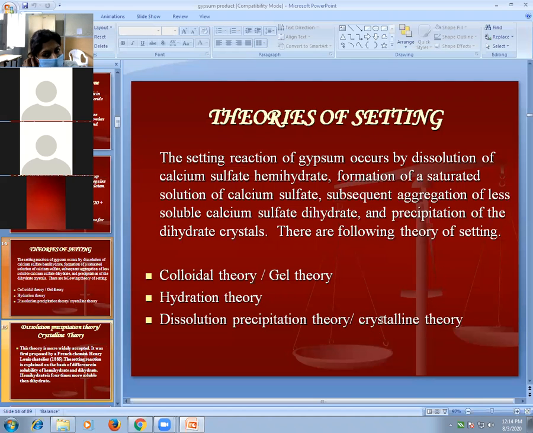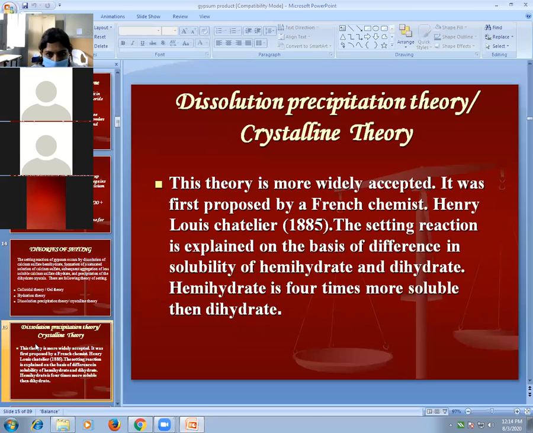This is the widely accepted theory. The crystalline theory is the widely accepted theory. So we will see the crystalline theory, that is, the dissolution-precipitation theory. It was first proposed by the French chemist Henry Louis Le Chatelier in 1885.